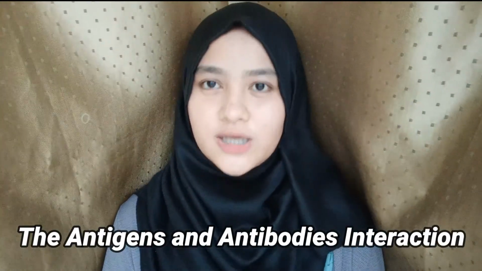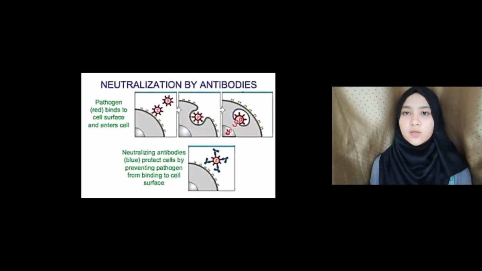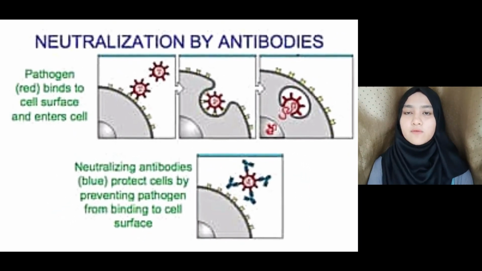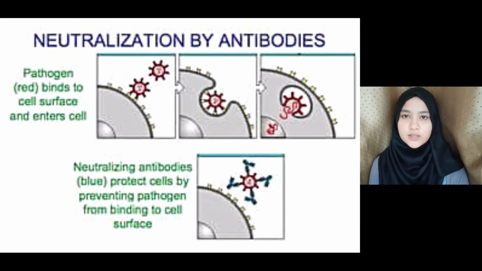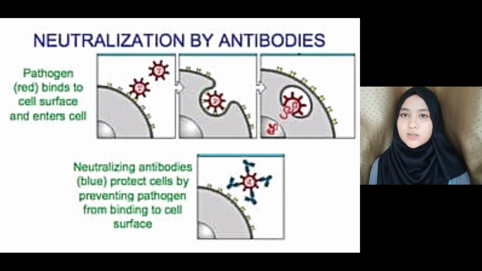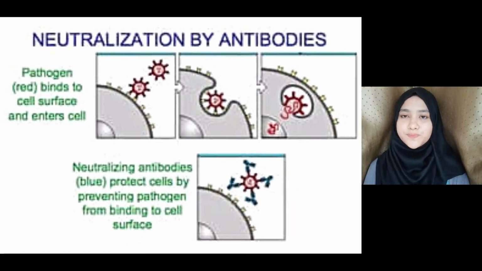Okay, so here is the last part of my lecture, which is the antigen and antibody interaction. One of the antigen and antibody interactions is neutralization. Okay, so here you can see the comparison between normal viral infections and viral infections when neutralization takes place. During neutralization, the antibodies bind to antigens on the surface of an infectious particle and block its ability to bind to a host cell, and thus prevent it from destroying the body cells.